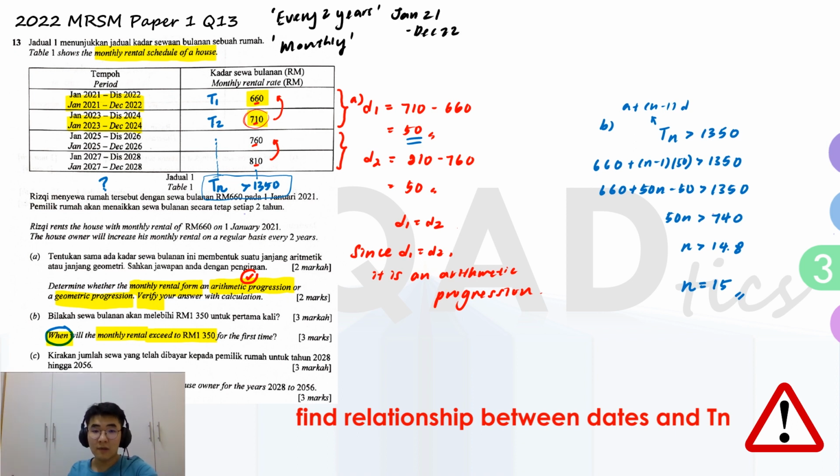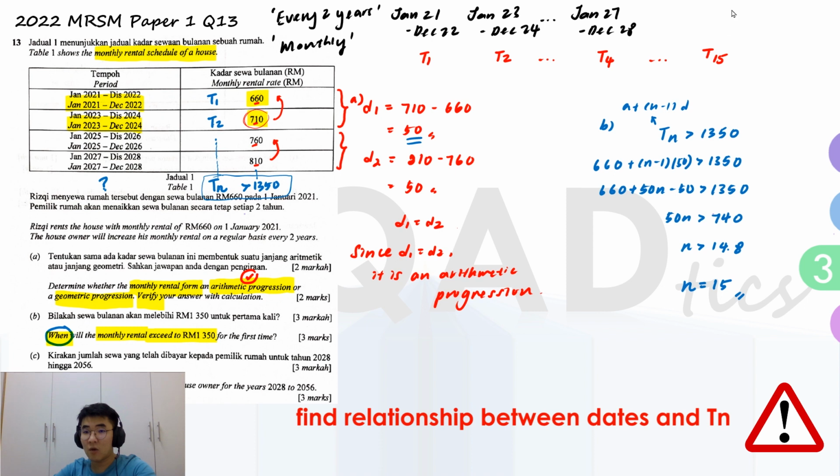Just now we said that January 2021 to December 2022 is T1, January 2023 to December 2024 is T2, and so on. Now we need to find T15. When is this period? Let's choose a reference point. Our reference year would be the year before all of this happened, so we can use 2020 as our reference year.